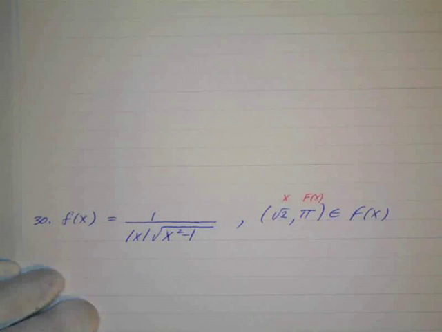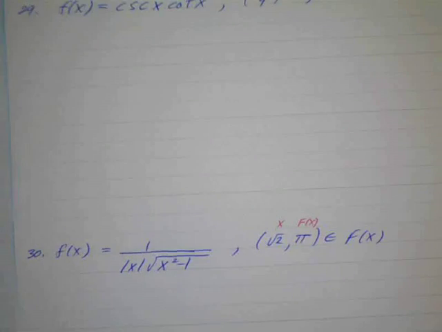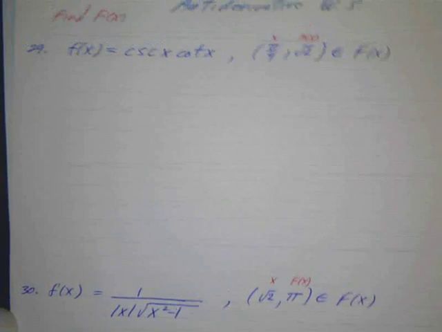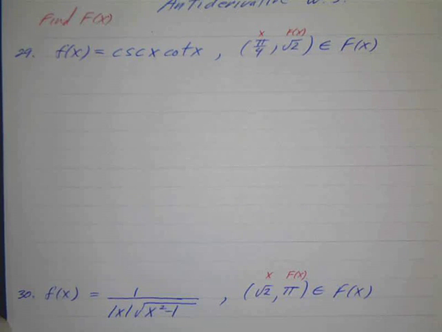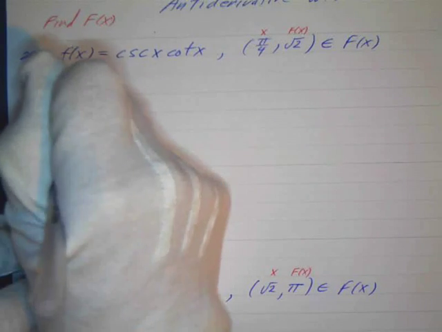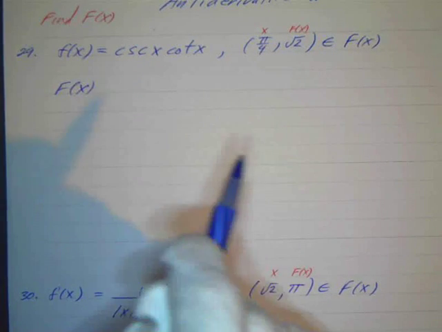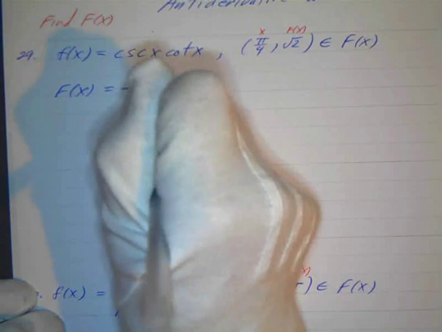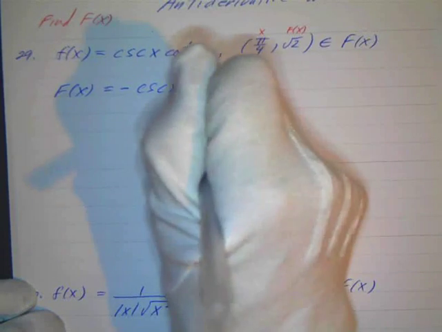So here's number 29. And 29 is cosecant cotangent. So this looks like our antiderivative. And this looks almost like the derivative of the cosecant. The derivative of the cosecant is negative this. So we're missing a negative sign, so the antiderivative will be negative cosecant of x plus c.